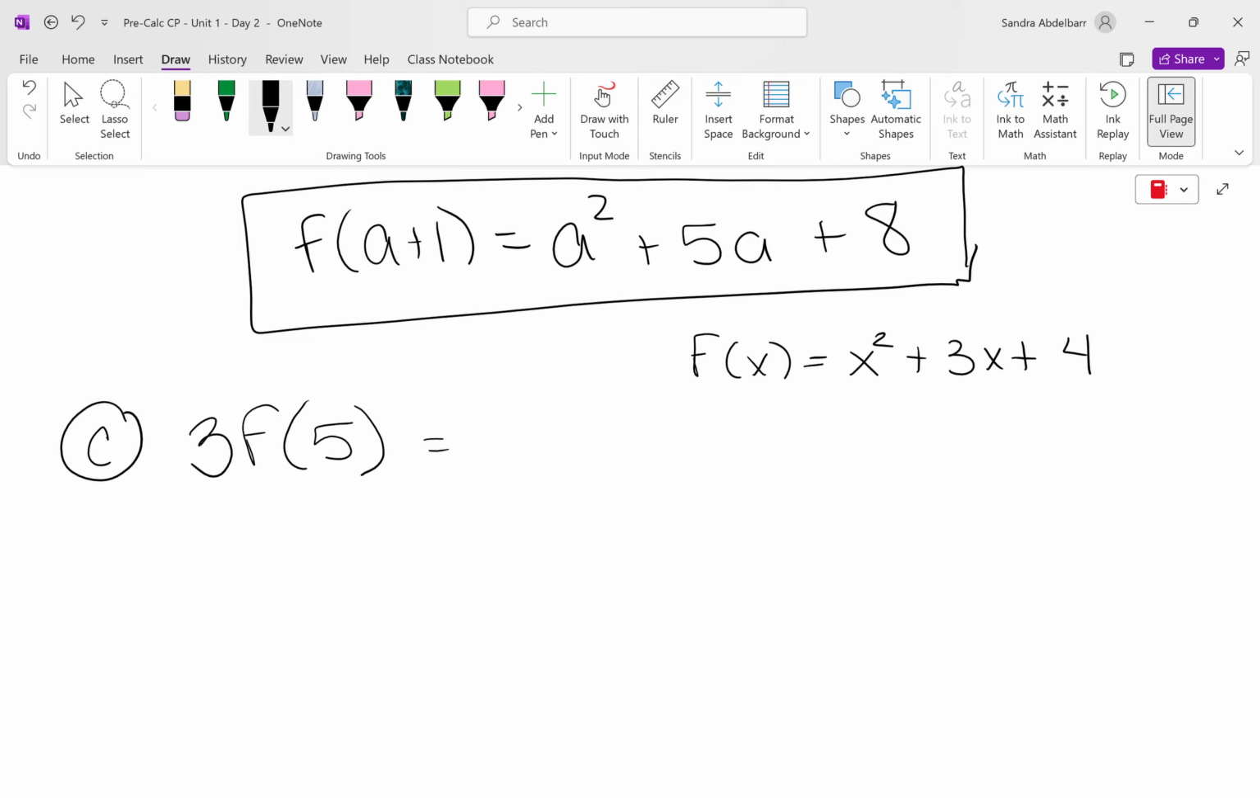So what am I going to do? I'm going to evaluate f of 5 first and take that and multiply that by 3. So we're going to do 3 times, and now I'm going to evaluate the f of 5. So we're going to say 5 squared plus 3 times 5 plus 4. Did I lose anybody with this?